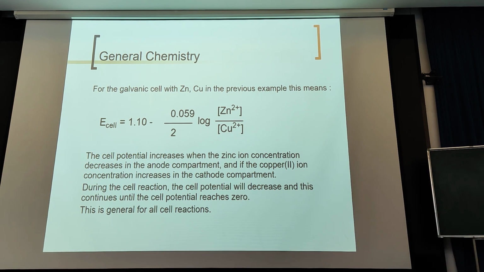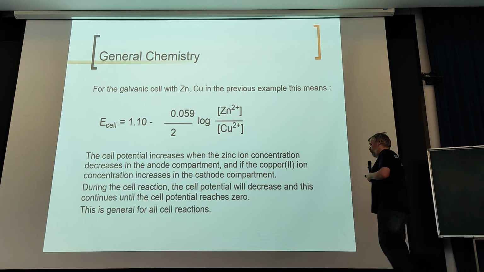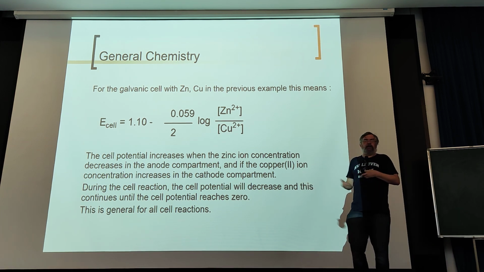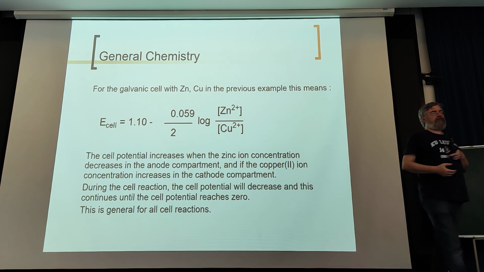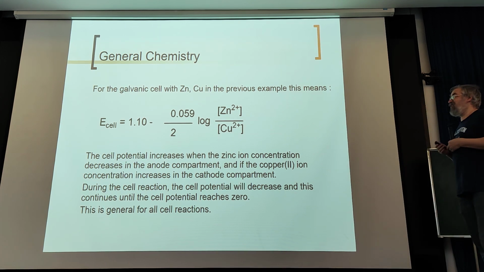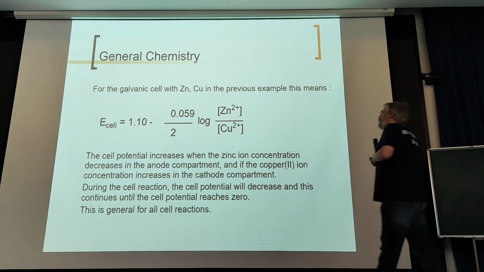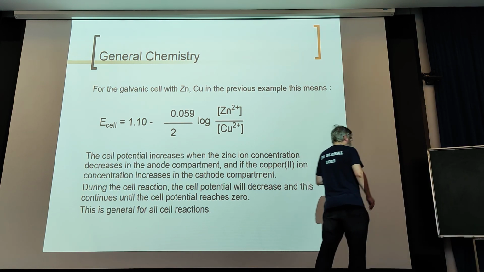So the zinc 2+ is the product of the reaction, and the copper 2+ is the starting material of the reaction. I already filled in 2 as n, because there are 2 electrons involved when we oxidize zinc to zinc 2+, or when we reduce copper 2+ to copper. But it's per reaction. So in this case, in the reaction there are 2 electrons involved. Now the number 1.10, I'm coming to that.